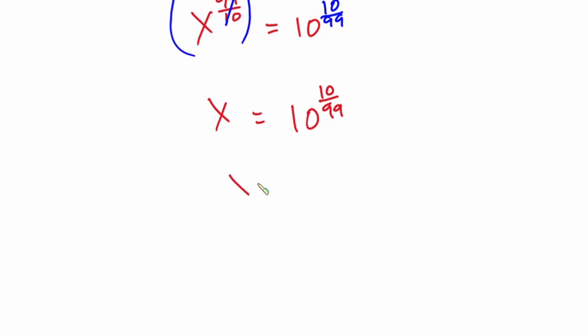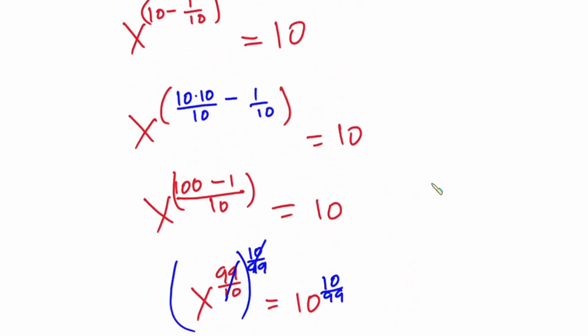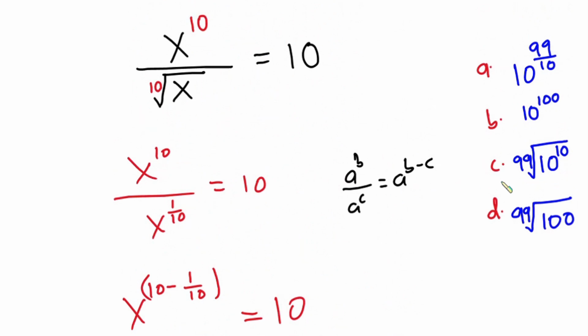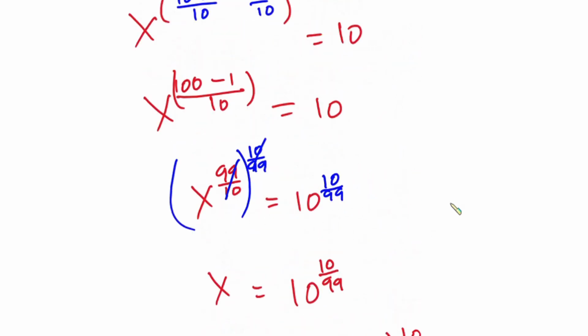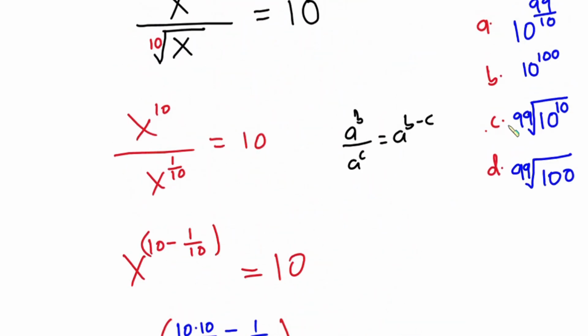This could be written as x is equal to the 99th root of 10, all to the power 10. Okay? Then if you check in the options once again, we don't have this in the options. Okay? So let's go ahead and manipulate this once again. This could also be written as the 99th root of 10 to the power 10. And I'm pretty sure this will be in the options. Yeah, here we go, option C. And this is our answer.